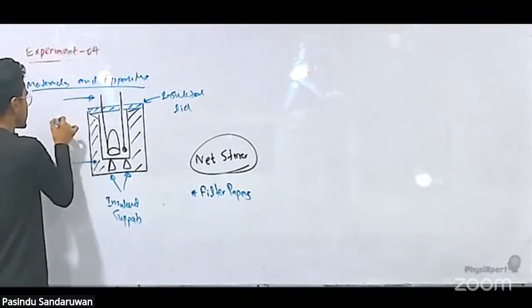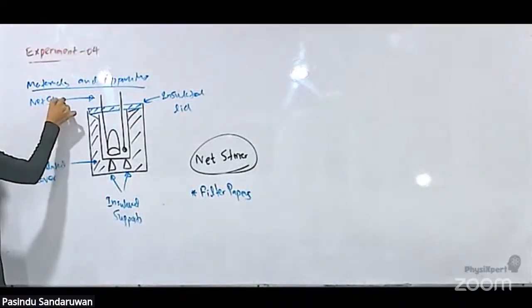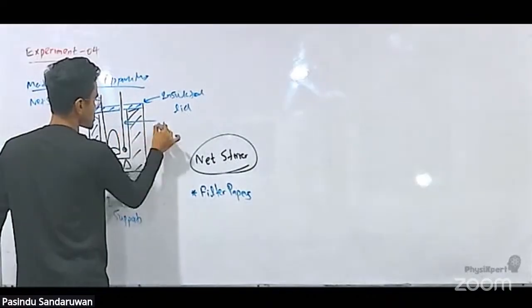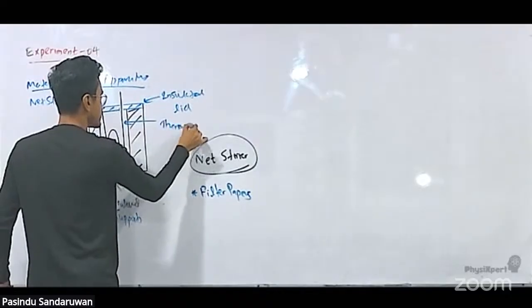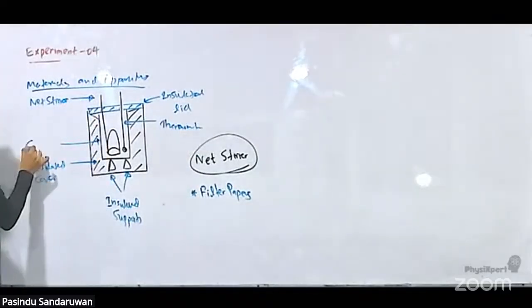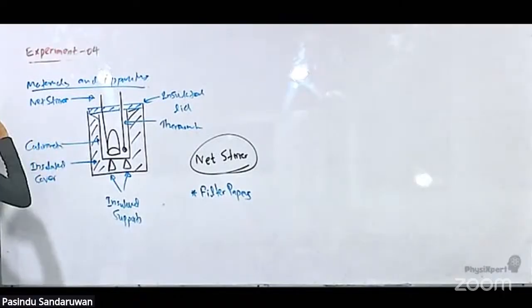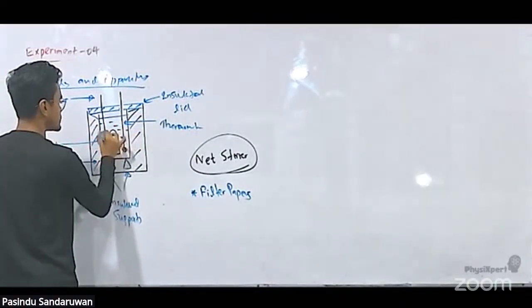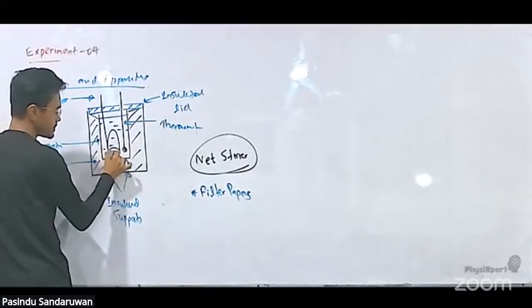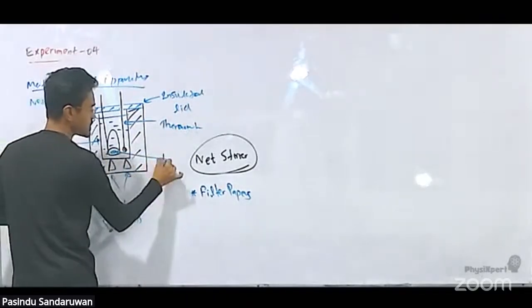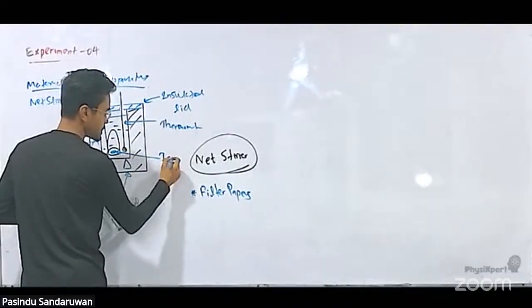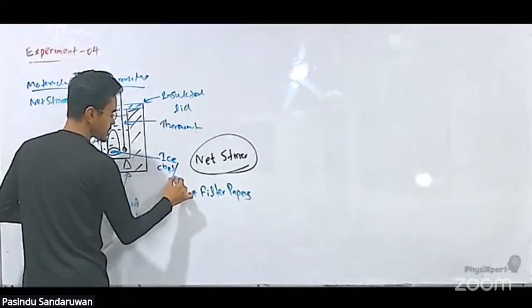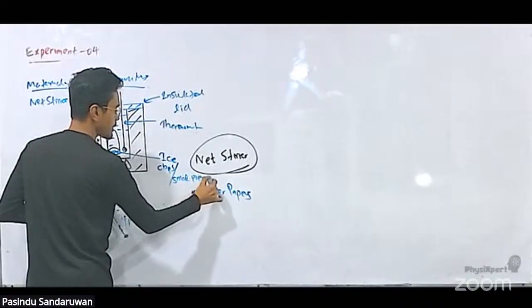And this is the net stirrer. Thermometer. Calorimeter. Fill the calorimeter with water. This is called ice chips, small pieces of ice.